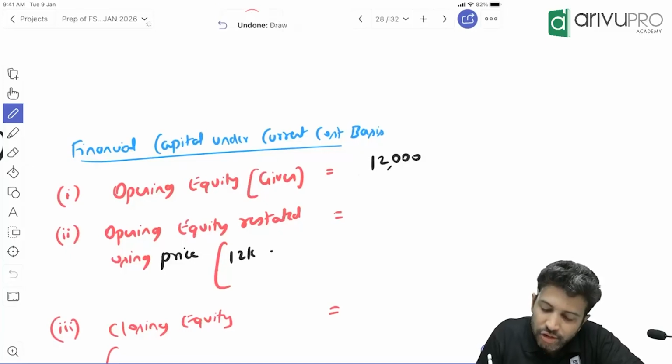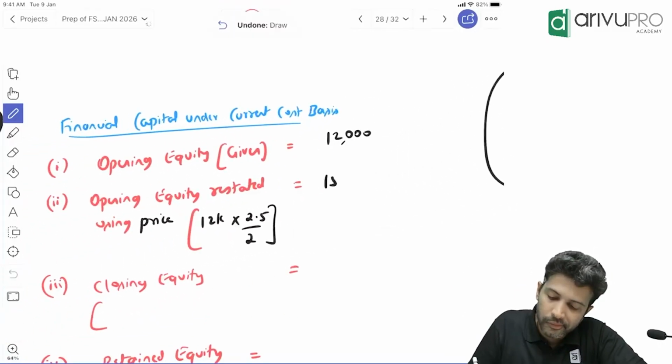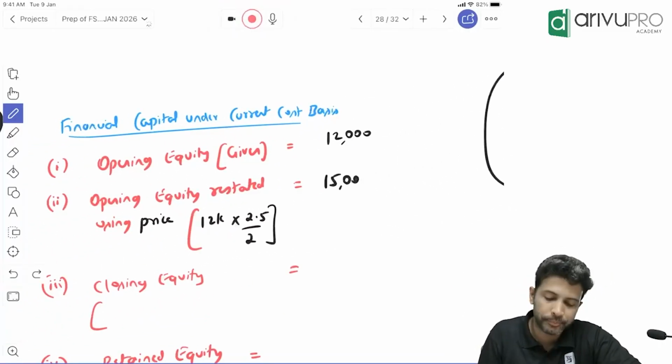12,000 represents the opening equity when the price of the product was 2 rupees. When it is 2.5, how much? This is the cross multiplication. How much is this? 15,000. Any problem?